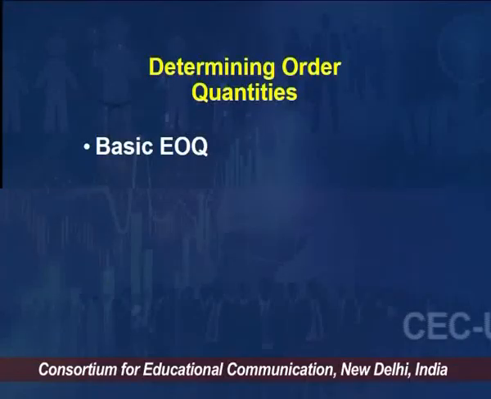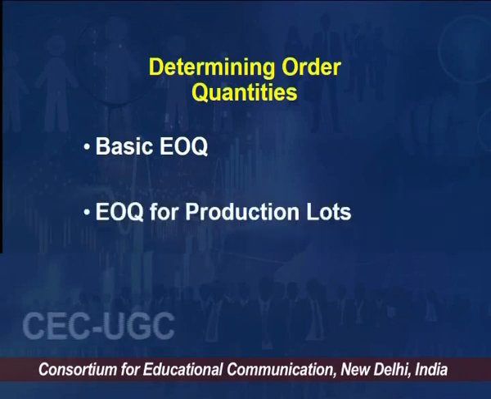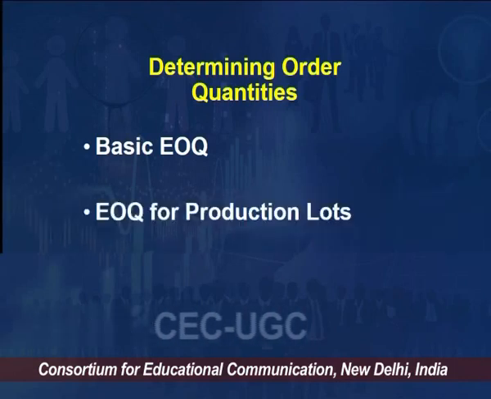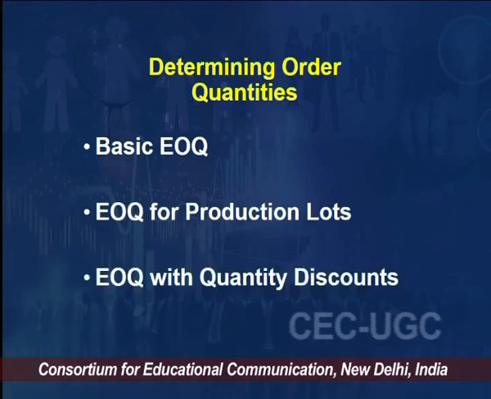So we will be talking about EOQ in three models. The first model will be the basic EOQ model. The second model will be EOQ for production lots. And the third model will be EOQ with quantity discounts. So first of all, we will define the basic components of economic order quantity.